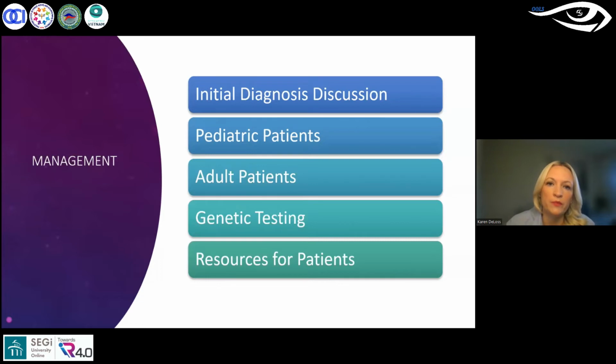So management of the patients. So initial discussion, the initial diagnosis is key. It changes whether it's pediatric patients, adult patients. There is genetic testing available. I'm not sure if it's available worldwide. I had a slide on this, but I took it out just because I'm not sure whether it's readily available. And then resources for patients.